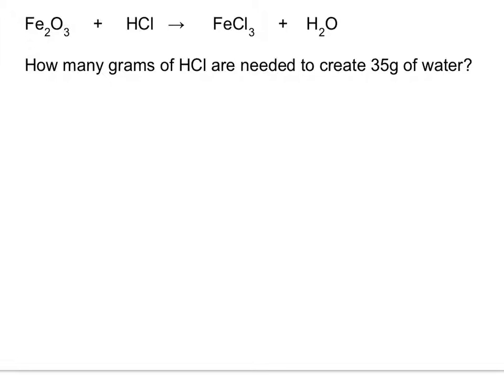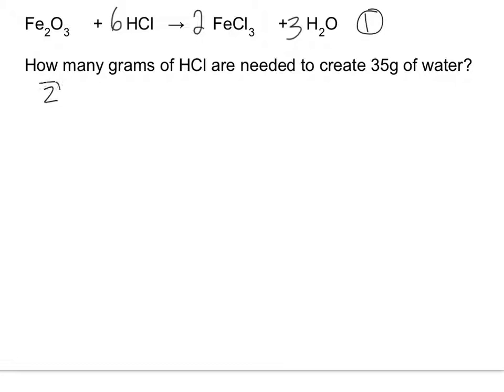All right, welcome back. Hopefully you've tried this problem. So your first step in stoichiometry is always to ensure you have a balanced chemical equation. The one we're given here is not balanced. So in balancing it, you should have 6 moles of HCl, 2 moles of FeCl3, and 3 moles of water. That takes care of our first step.